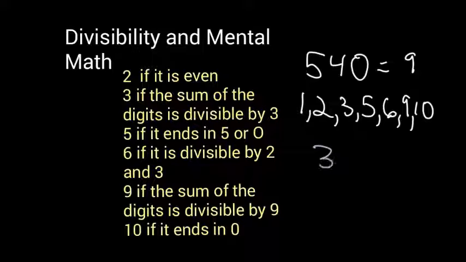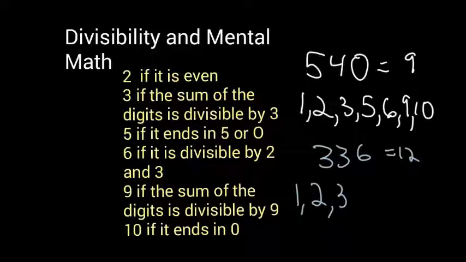So let's try 336. Again, 1 is always there. 336 is even, so it's divisible by 2. For 3, let's add the digits. 3 plus 3 is 6. 6 plus 6 equals 12. 12 is divisible by 3.